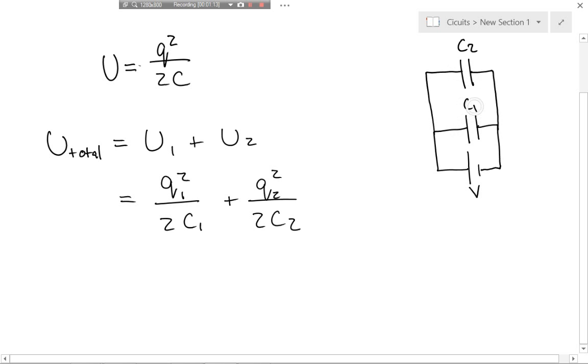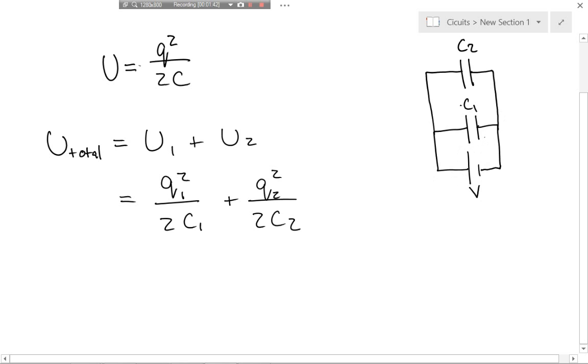So for example, if capacitor 1 has a very large capacitance, then Q1 will be very large. If capacitor 1 has a very small capacitance, then the charge that builds up on capacitor 1 will be very small. The thing that the two capacitors have in common is not the charge that builds up on them, but the voltage difference across them. And in fact, that's also going to be shared with the equivalent capacitor. The voltage across the equivalent capacitor will also be equal to V.